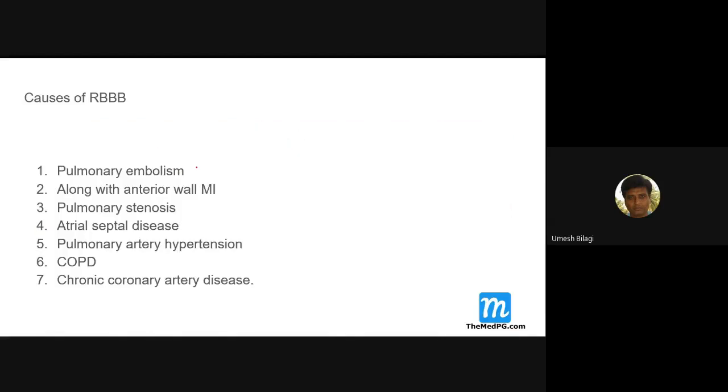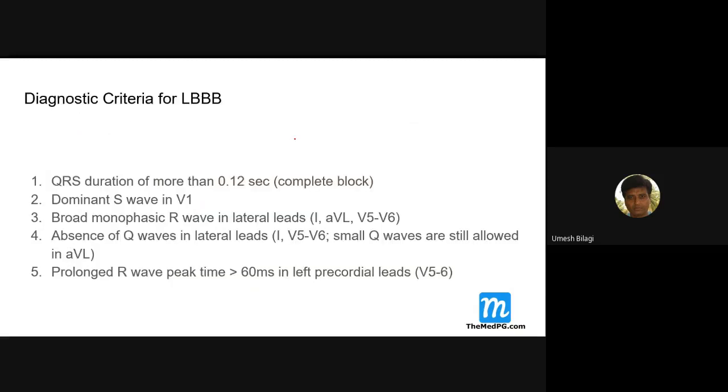Causes of RBBB, you should know them, they can ask questions: pulmonary embolism, along with inferior MI, pulmonary stenosis, atrial septal disease, pulmonary artery hypertension, COPD, then chronic coronary artery disease. All this can come with RBBB. Diagnostic criteria for LBBB: QRS duration, as I said, is more, with a dominant S wave, a negative wave, in V1.